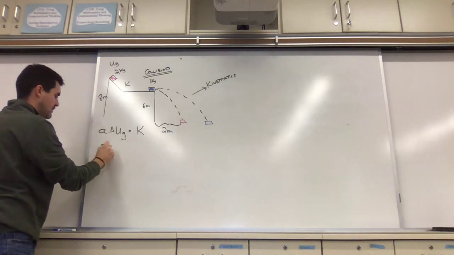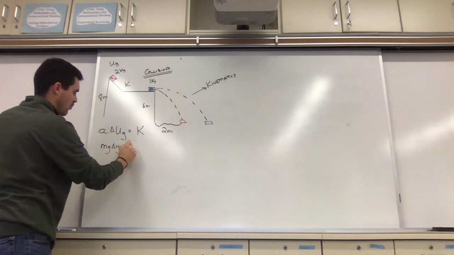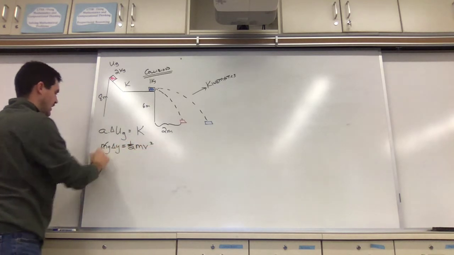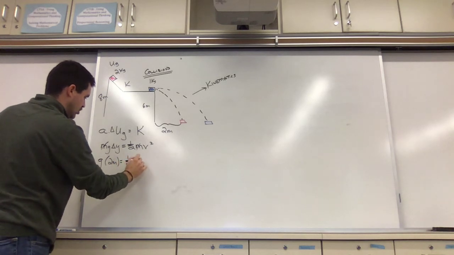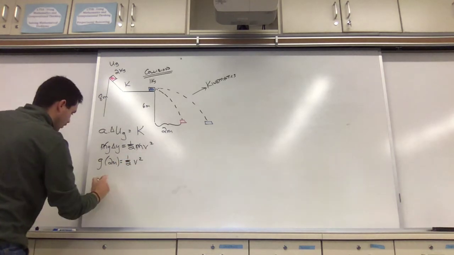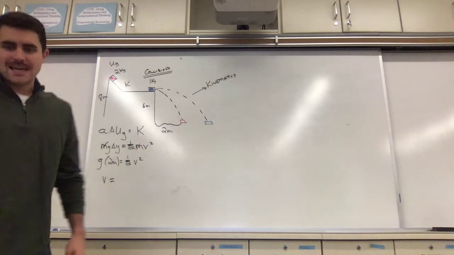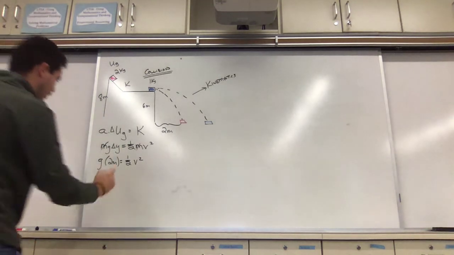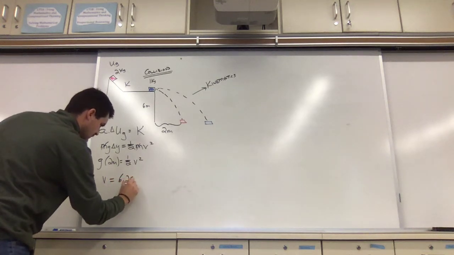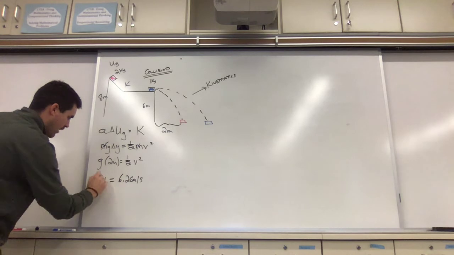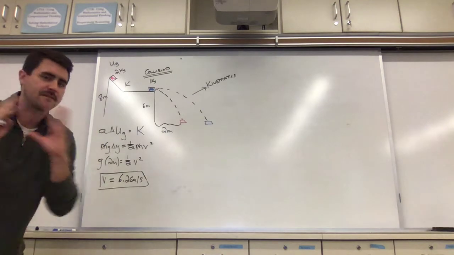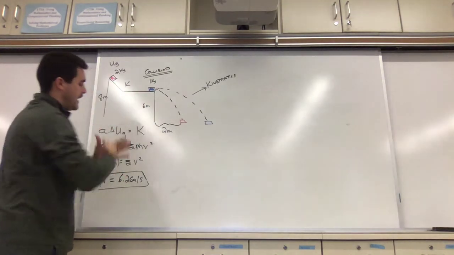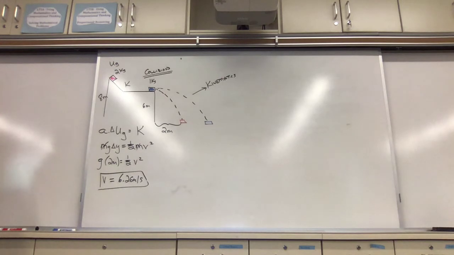So I'm going to go mg delta y is equal to 1/2 mv squared. We've been doing this math for a long time, so I know that those masses drop out. This is going to be a 2 meter change. This is 1/2 v squared. I do my algebra, I rearrange, and I end up with the velocity being equal to 6.26 meters per second, right as that red block approaches the blue block. So no energy lost due to friction. This is a frictionless surface. It slides down, comes across, bam, 6.26 meters per second is that speed.